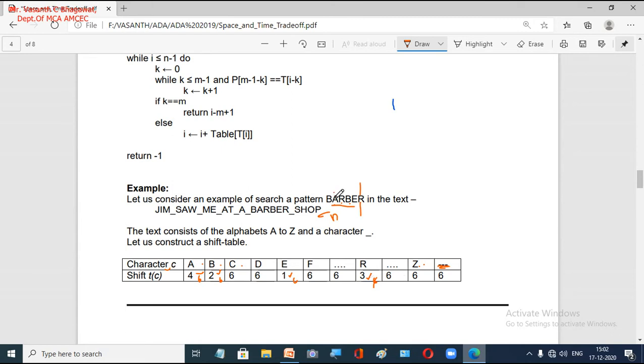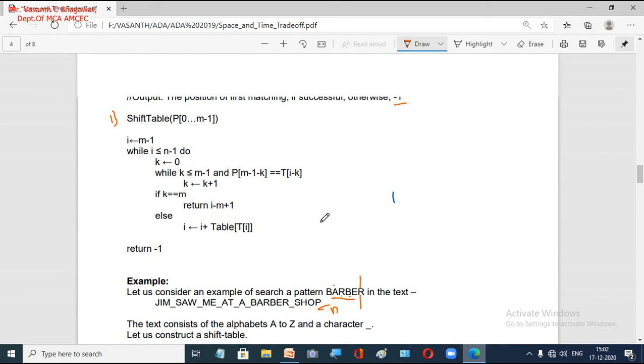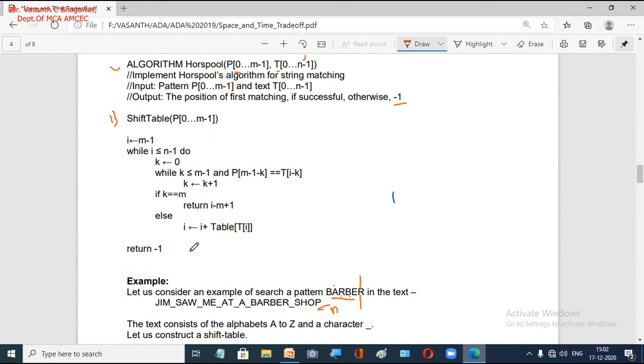So write 3. A is at a distance of 4, right? B is at a distance of 1, 2, 3, 4, 5. But the shortest one is 2. So 2 you are going to retain 2 as it is. Clear?